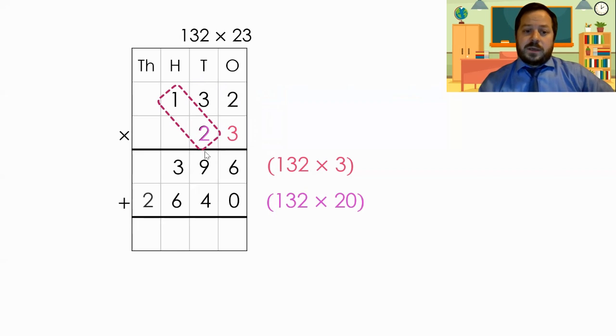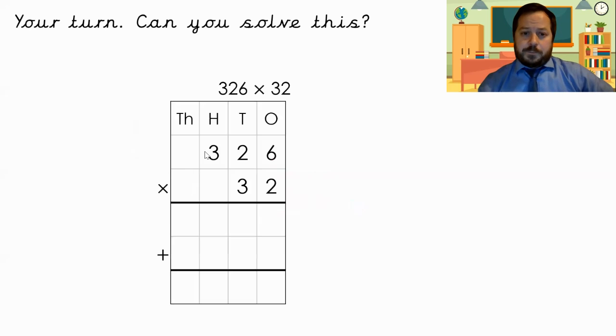2 times 1 is 2. Then we just add them all together. 6 plus 0 is 6, 4 and 9 is 13, 3, 6 and 1 is 10, and 2 and 1 is 3. So our answer would be 3036. So, your turn. Have a go. See if you can solve this for me. Pause now and try.